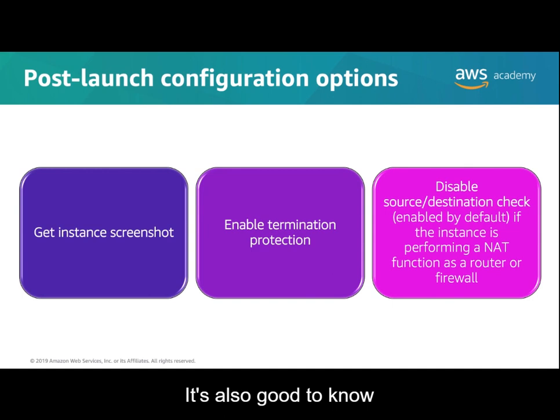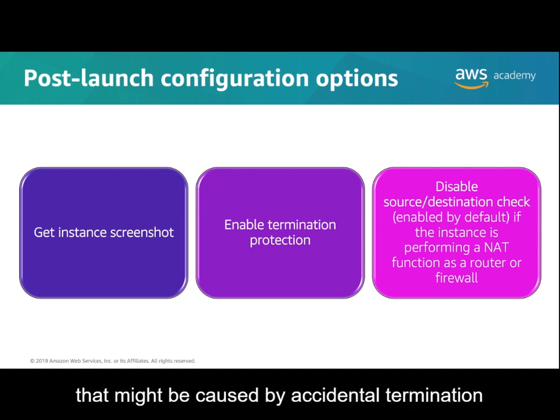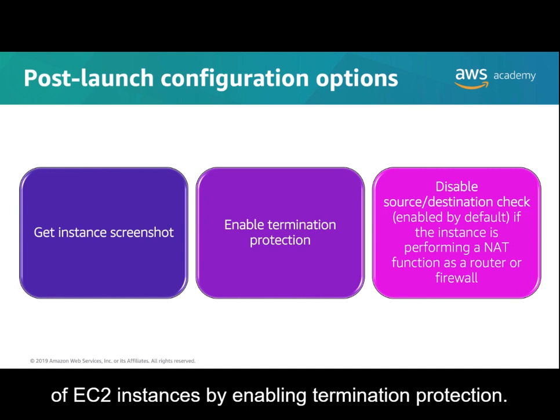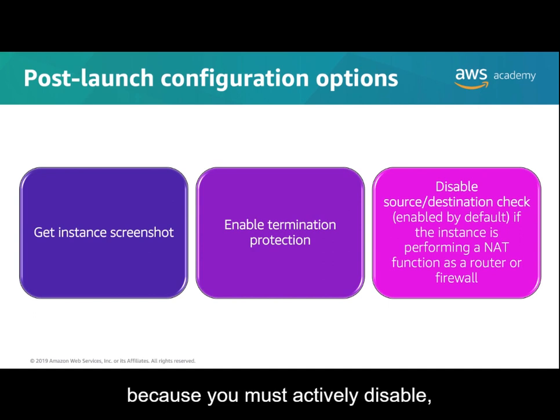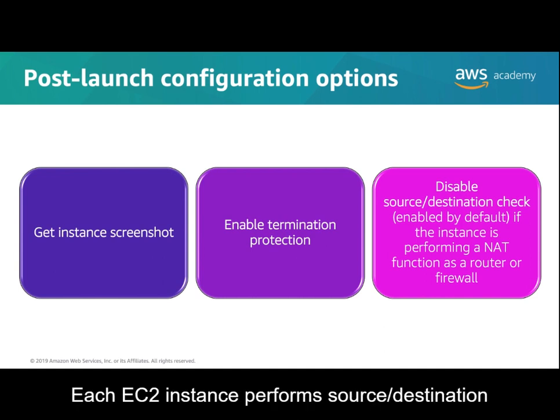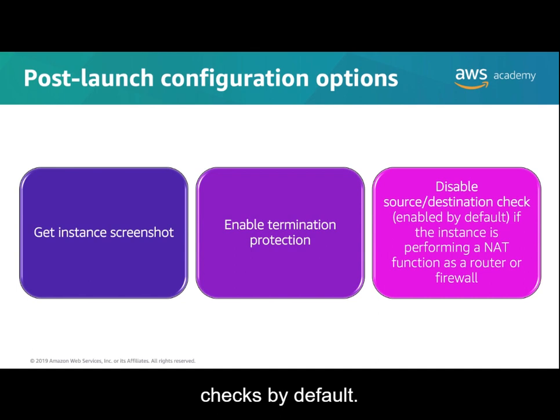It's also good to know you can help protect against data loss that might be caused by accidental termination of EC2 instances by enabling termination protection. This feature gives you an additional safety net because you must actively disable or switch off termination protection before the instance can be terminated.